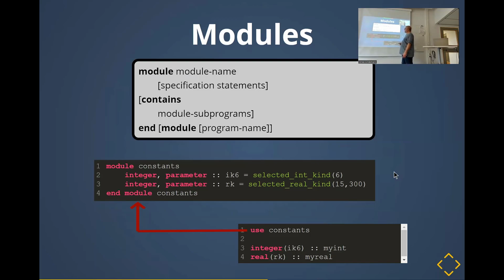So here is a very simple module that just exposes, for example, the selected real kind constants. So I can declare multiple constants. I declare these two constants in my module. And instead of repeating these selected real kind statements in every module or every function, I can just use the constants in my code. And those constants will be available to me here. IK and RK.